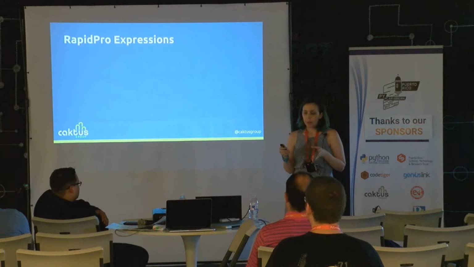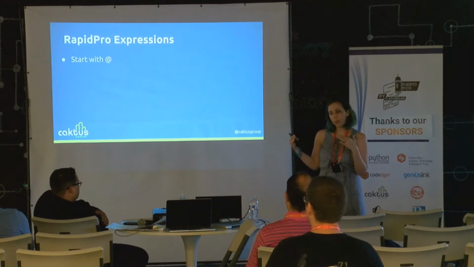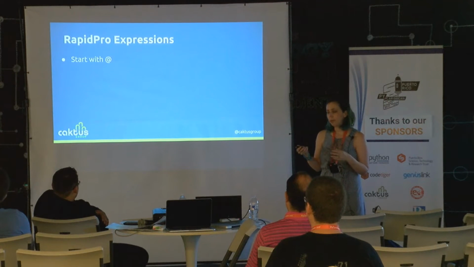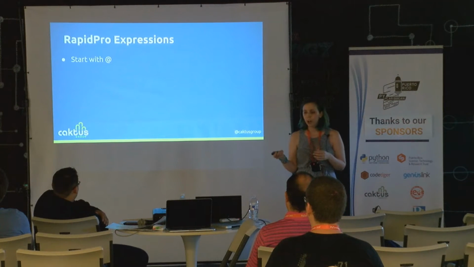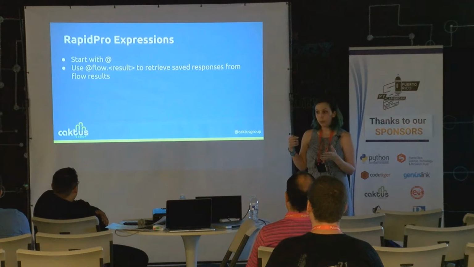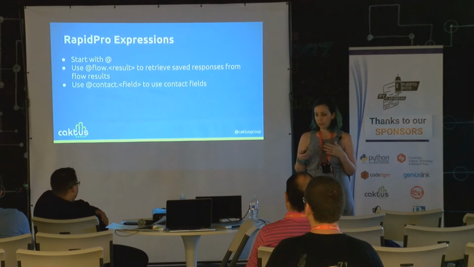So what are RapidPro expressions? And you'll see this in the RapidPro documentation. I like to think of them as variables combined with functions. So RapidPro expressions start with an @ symbol. You use @flow if you want to use live results that you've been tracking through your survey to retrieve saved responses from the flow results. Use @contact to use a contact field.